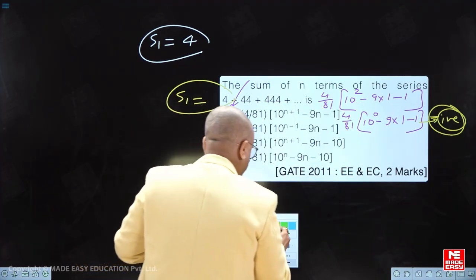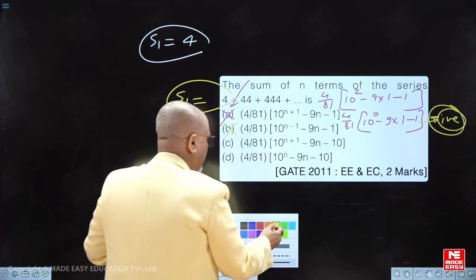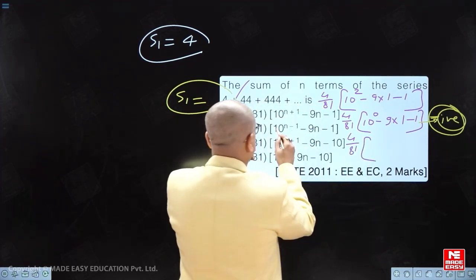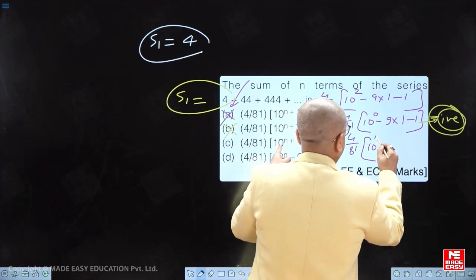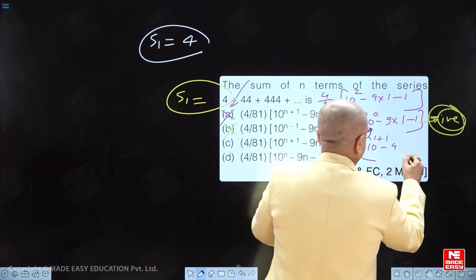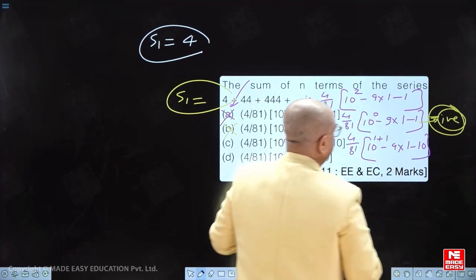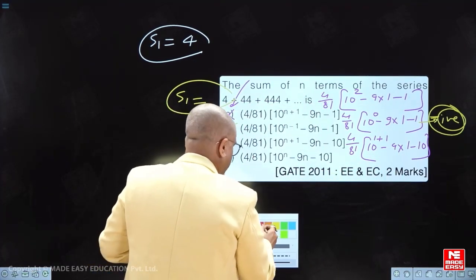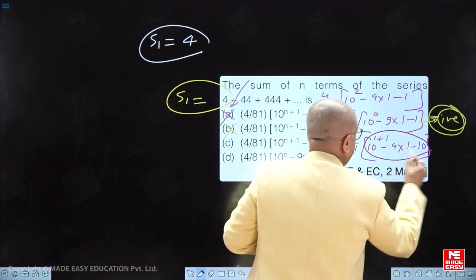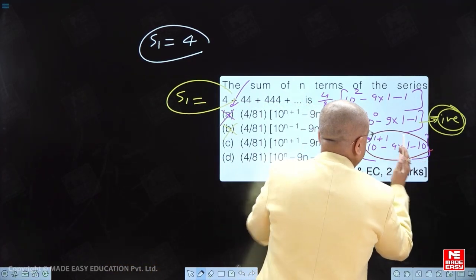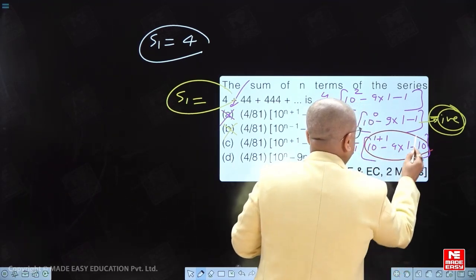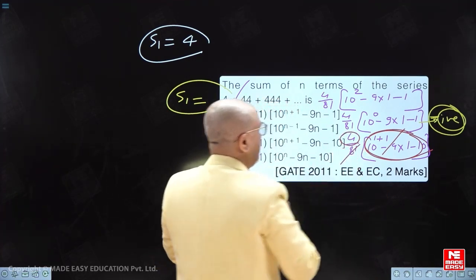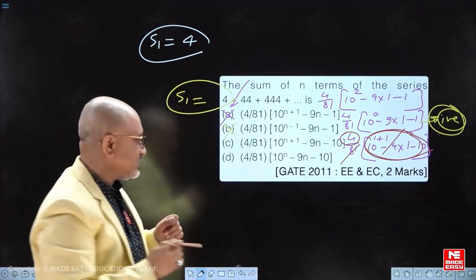Let's move on to option C. If I put n equal to 1 in option C, we have 4 upon 81 and 10 power 1 plus 1, minus 9 into 1, minus 10. This value is 100 minus 19, that is equal to 81. 10 square is 100, minus 9, minus 10. 100 minus 19 is equal to 81. The numerator becomes 81. This 81 and 81 can cancel out, and sum up till first term is coming out to be 4. This can be an answer.